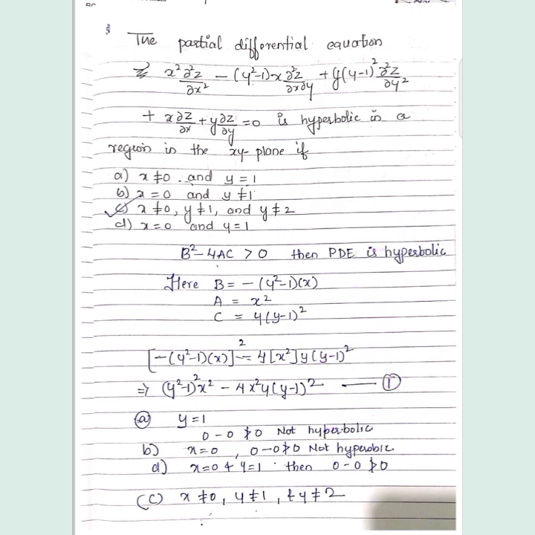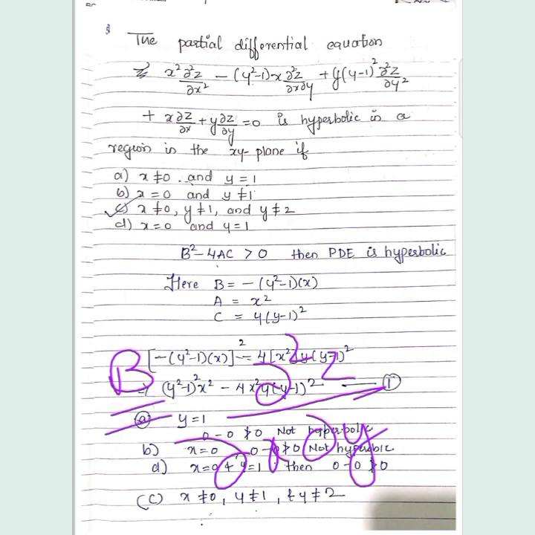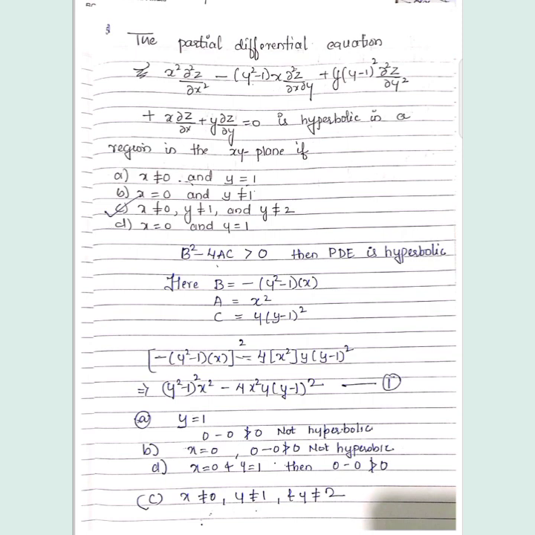Similarly, what will be the value of b? B is nothing but the coefficient of dou square z by dou x dou y. So what is the coefficient of dou square z by dou x dou y? That is minus (y square minus 1) into x. So the b value is minus (y square minus 1) into x.